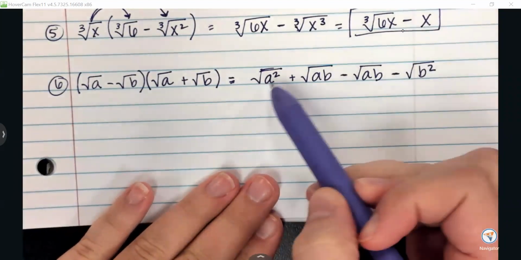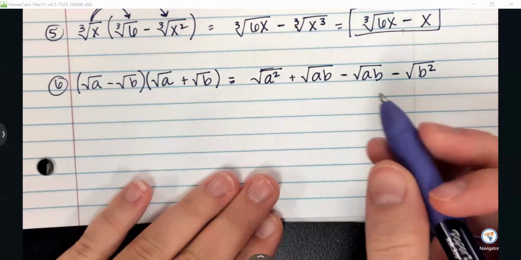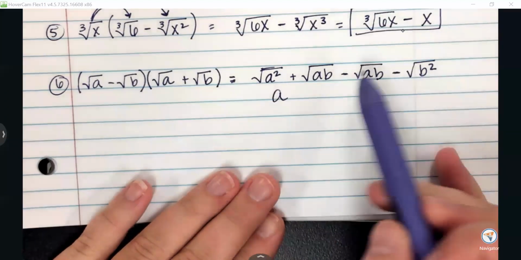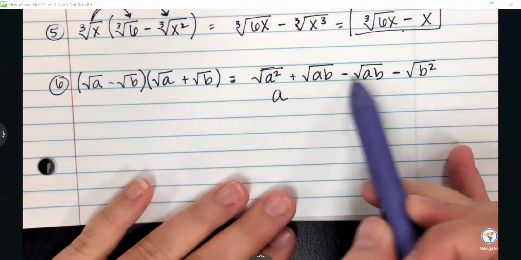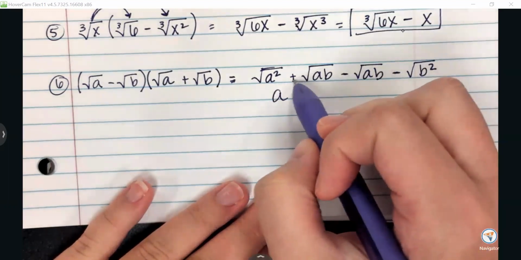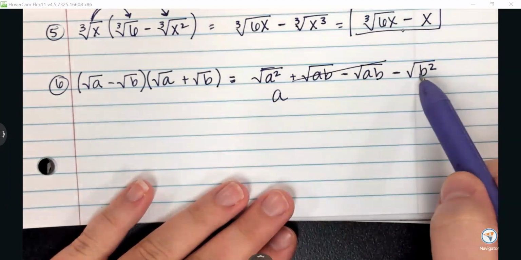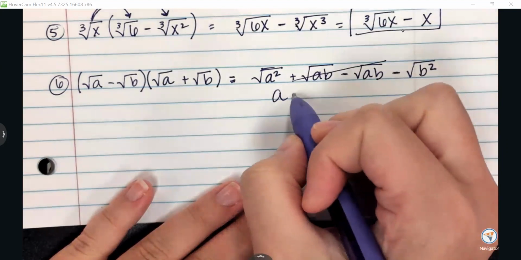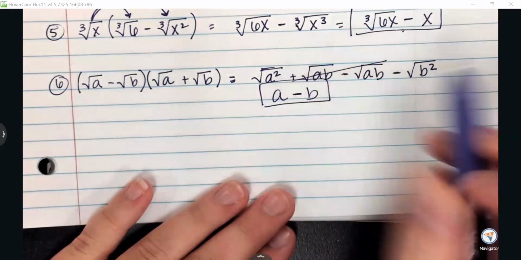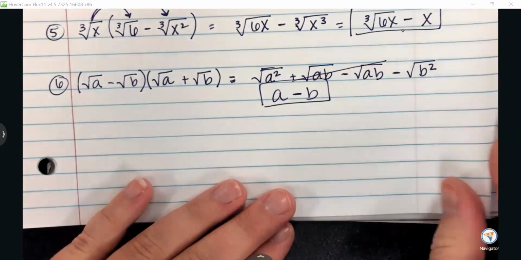What is the square root of a squared? It is a. What happens to a positive square root ab and a negative square root ab? And then what is the square root of b squared? So a minus b would be my answer.